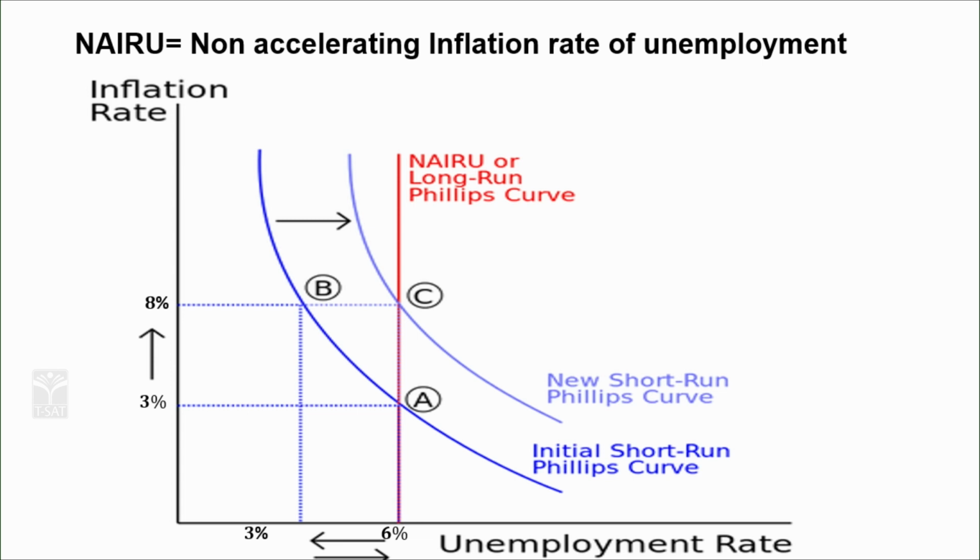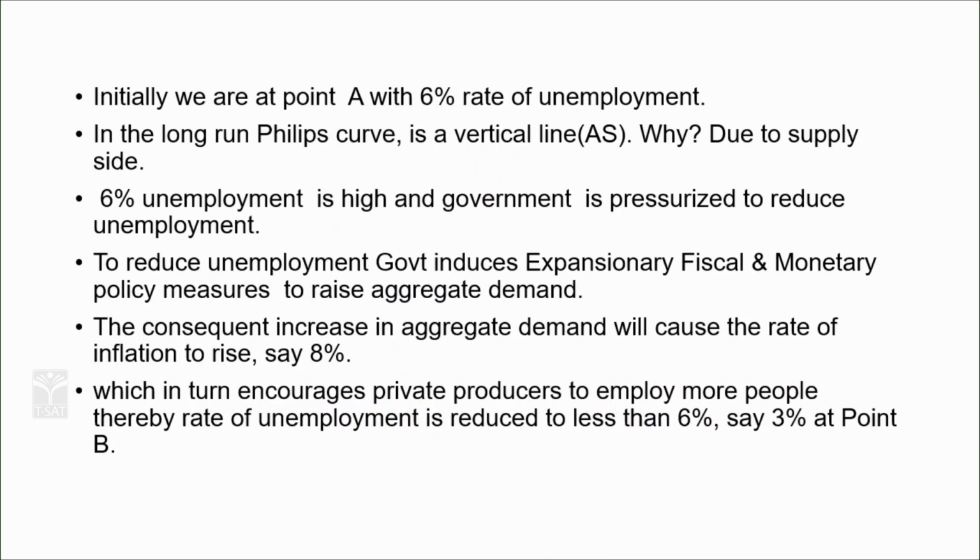Observe carefully, at point A, we come across a 6% rate of unemployment, whereas inflation is 3%, which is manageable and reasonably possible for any economy. But under these circumstances, the rate of unemployment of 6% is very high. That needs to be brought under control. So thereby, it is the government interference which comes into the economic system.